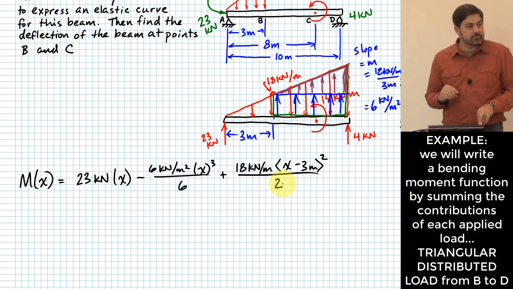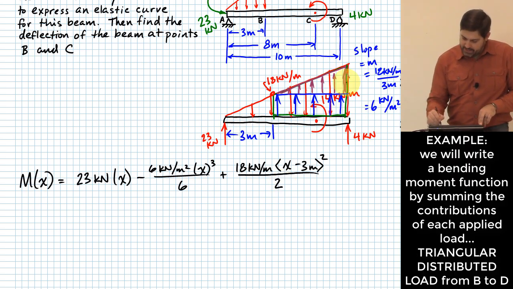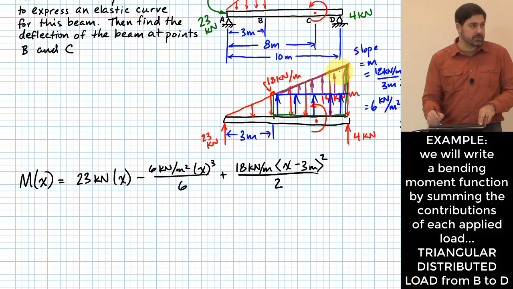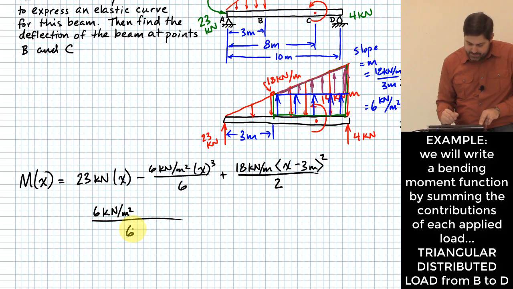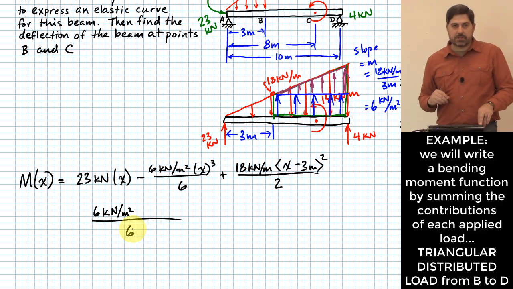What else? Now let me take care of this purple piece, which is another triangular distributed load. To describe that one, it's going to have the same form as I had for this one with the 6 kilonewtons per meter squared initially. It's going to have the same form with one little difference, right? So I'll still have the same slope, 6 kilonewtons per meter squared. It'll still be over 6. Is it plus or minus?